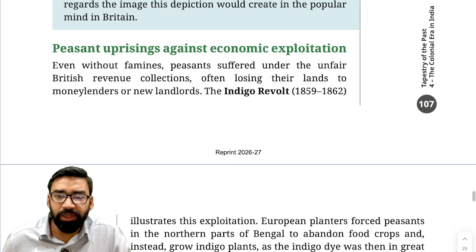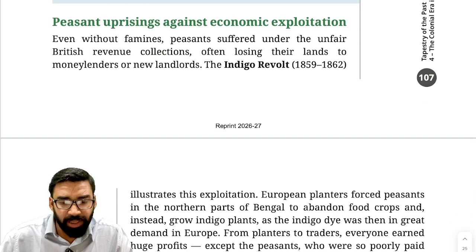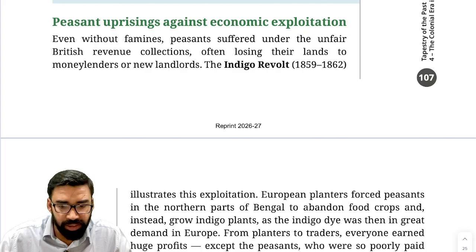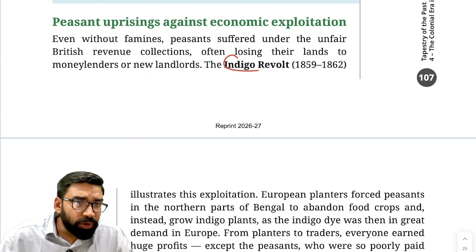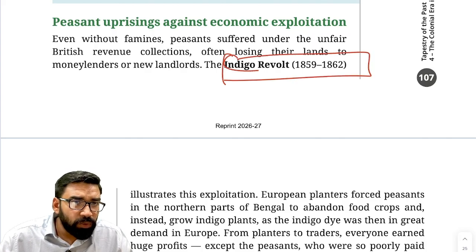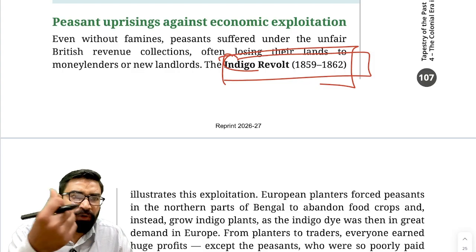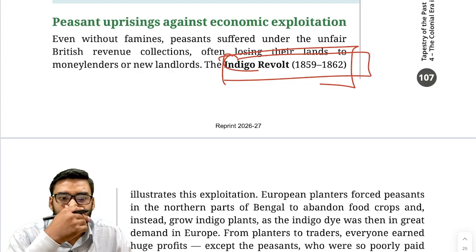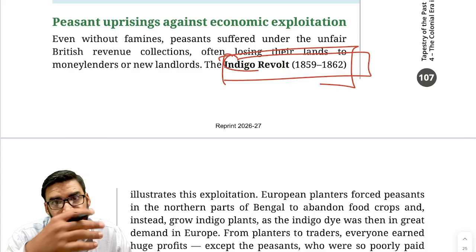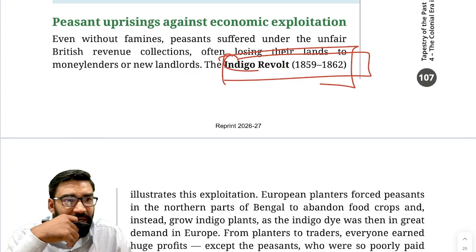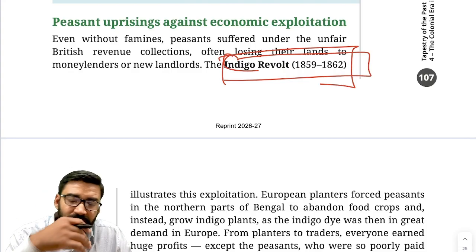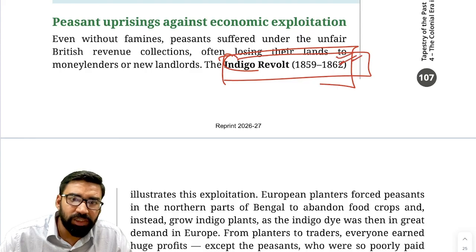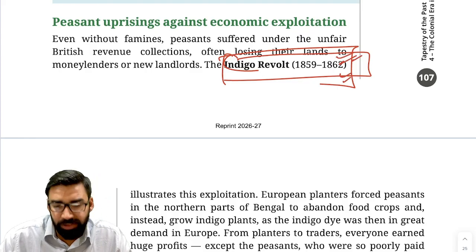Now, another important event, peasant uprisings against economic exploitation. Now, how did the peasant uprising against economic exploitation happen? See, the most important revolt that took place is the Indigo revolt. Clear? So, besides famines, peasants suffered under the unfair policies of the British, like revenue collection, and peasants also started losing their lands to the money lenders or new landlords. That is why the most important revolt took place, called the Indigo revolt, 1859 to 1862.